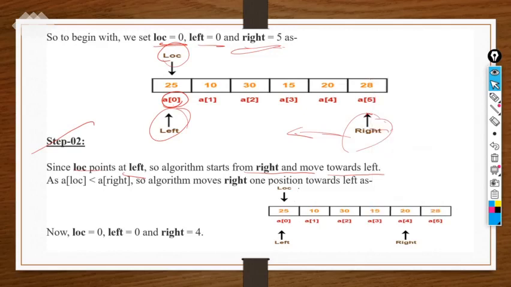If we compare this LOC value, which is 25, with the last one, 28, which is on the right side of the LOC, is it greater? It should be greater than. Yes, it is greater than. Then there is no need to change anything. LOC will remain as it is because there is no change. But the right pointer will shift to the left-hand side. So it moves one step to the left, right?